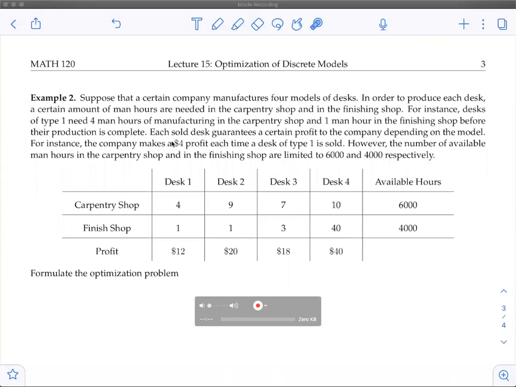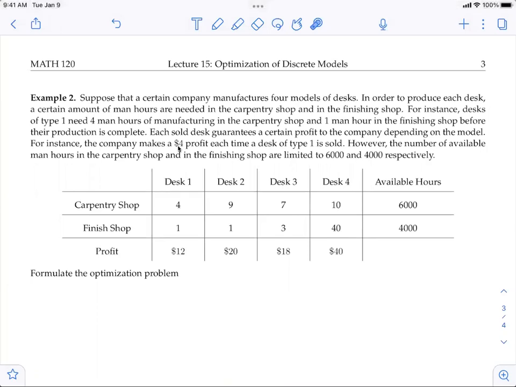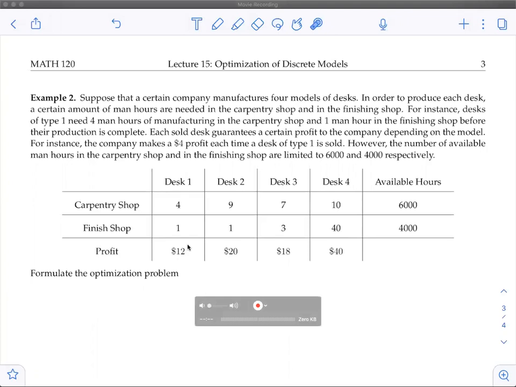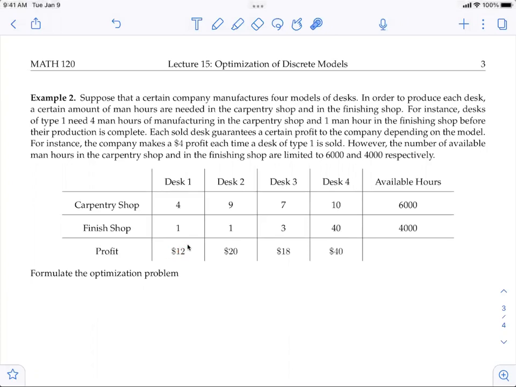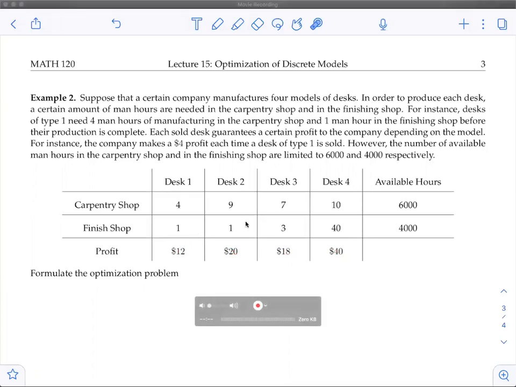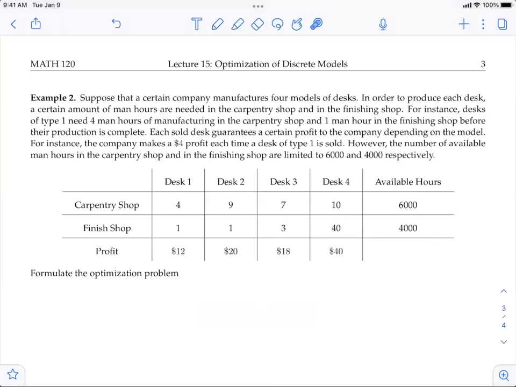So I made a typo here. This should be $12 profit each time a desk of type 1 is sold. So for the desk of type 1, the profit is $12. The desk type 2, the profit is $20. And for the desk of type 3, the profit is $18, and desk 4, the profit is $40. All right, so let's formulate the following optimization problem for the discrete model.